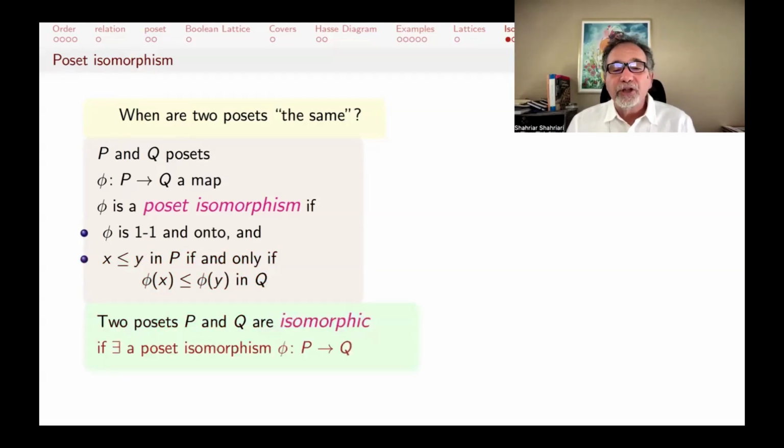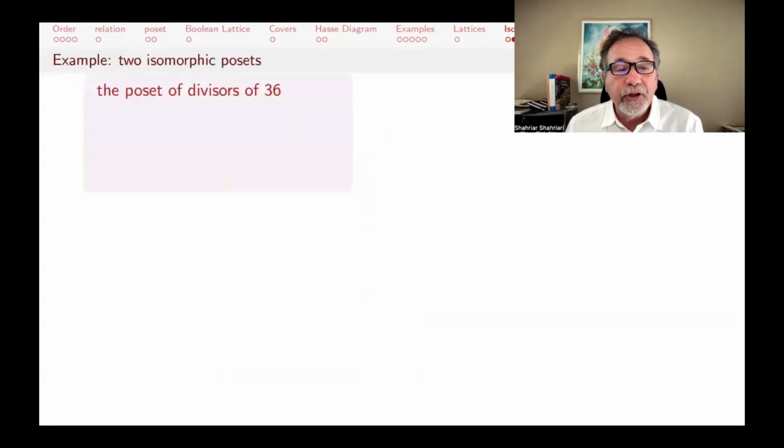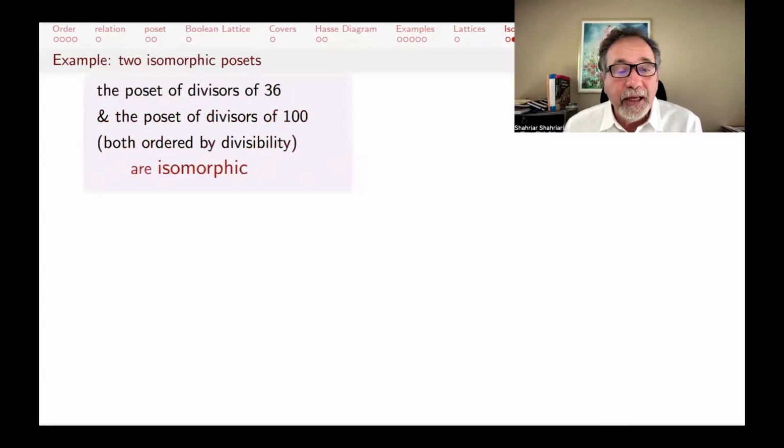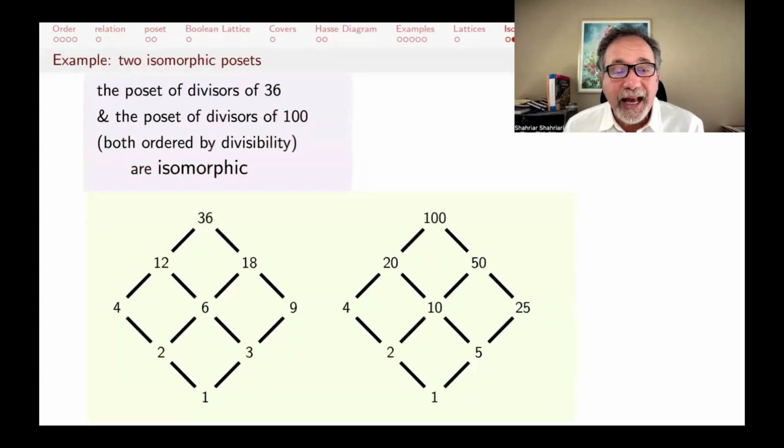If there is a poset isomorphism from P to Q, then the two posets are called isomorphic. So for example, the poset of divisors of 36 and the poset of divisors of 100, both ordered by divisibility, are isomorphic. And the easiest way to see that is to look at their Hasse diagram. If you look at their Hasse diagram, the map is clear. 1 goes to 1, 2 goes to 2, 3 goes to 5, 4 goes to 4, 6 goes to 10, 9 goes to 25, 12 goes to 20, 18 goes to 50, and 36 goes to 100. And the relations are identical, as we see from the Hasse diagram.